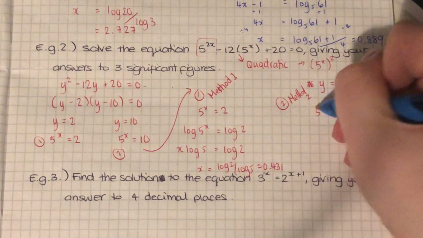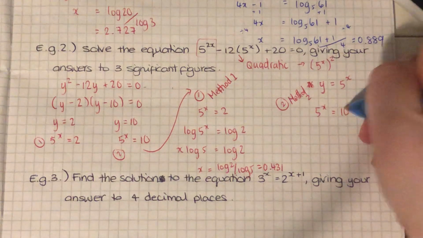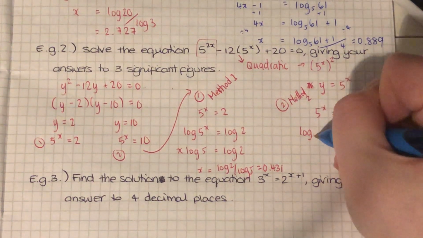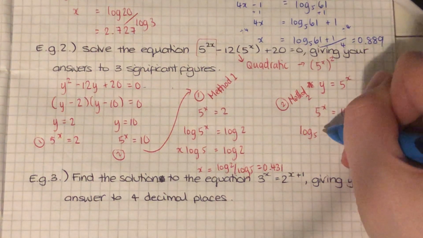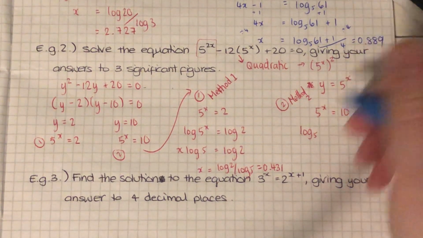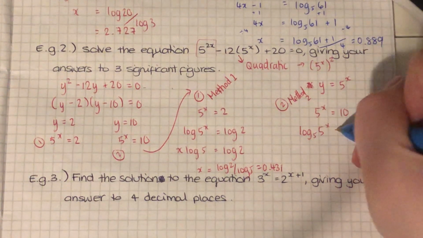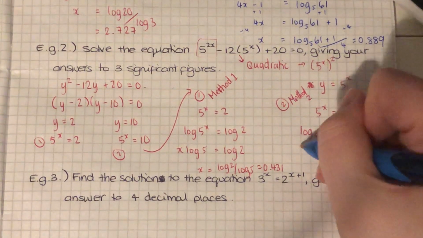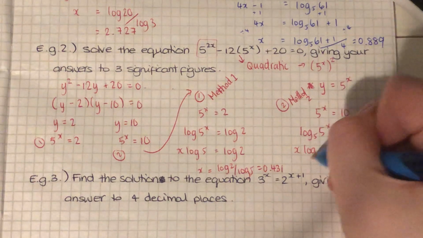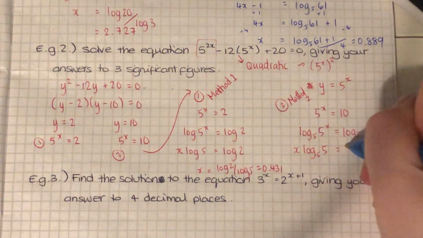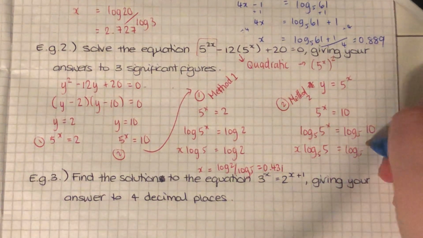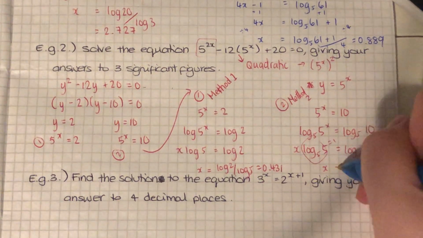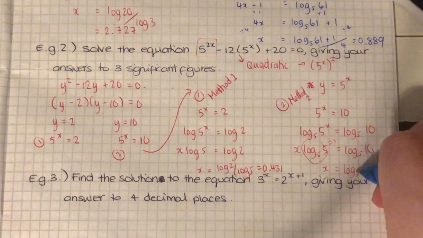And then for number 2, this is method 2. So we've got 5 to the x equals 10. So take logs, but have the base number be the same as the big number with the power. So log base 5 of 5 to the x equals log base 5 of 10. So that's the same as x log base 5 of 5 equals log base 5 of 10, and that's equal to just 1. So x is equal to just log base 5 of 10.